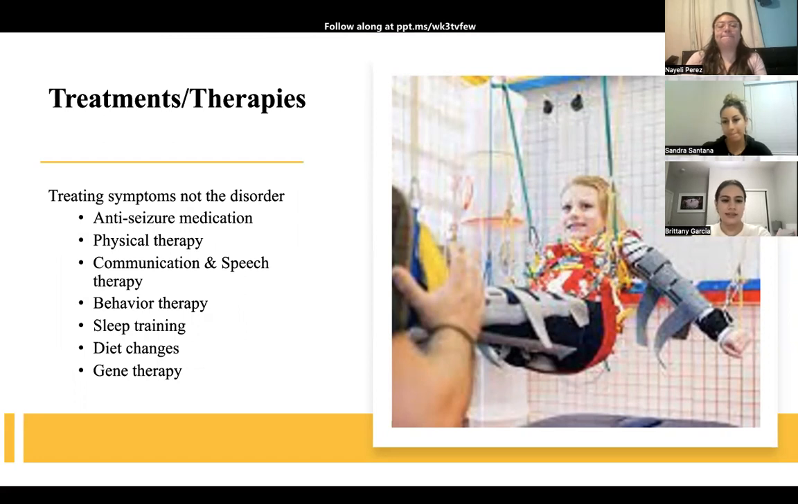So there is anti-seizure medication, physical therapy, communication and speech therapy, behavior therapy, sleep training, diet changes, and gene therapy. They are still going through trials of the gene therapy, so it is not effective yet.